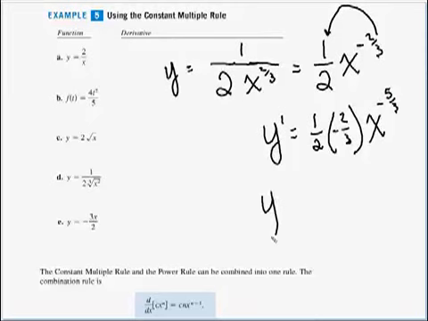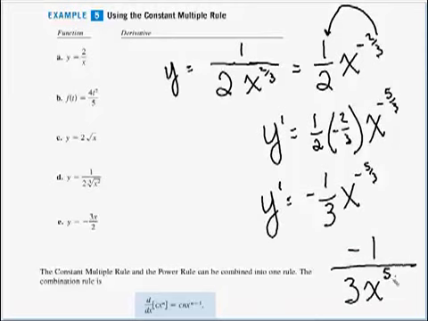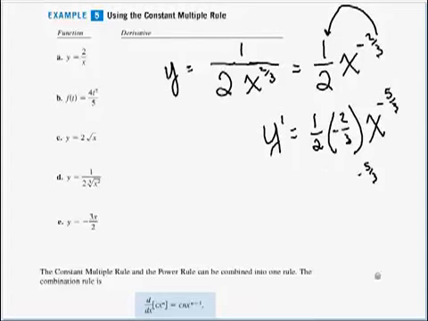And let's make this look a little prettier. So here, when we multiply straight across or cancel on the diagonal, this coefficient is going to be negative 1/3. And then we have x to the negative 5/3. And to get rid of that negative exponent, we're going to drop it down there with the 3. So we're going to have negative 1 over 3 x to the 5/3 power. And there we go. That was a little more complicated, but we can get it. And that was D. We got one more to go there.